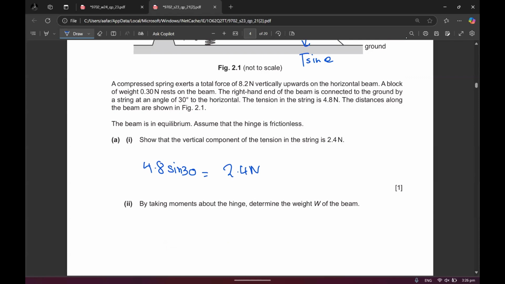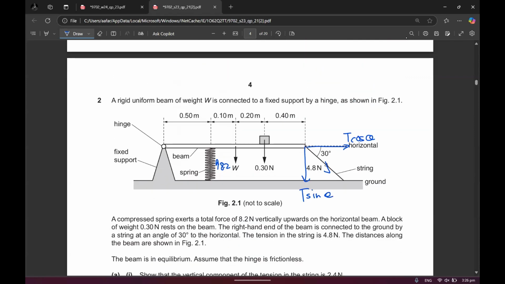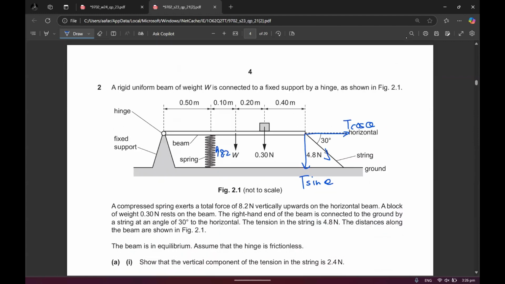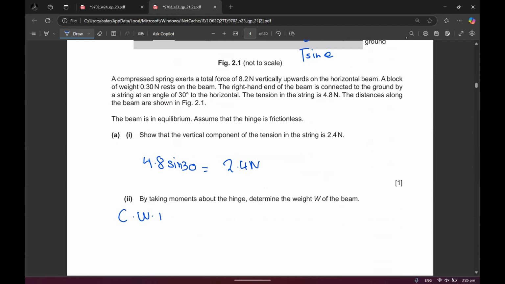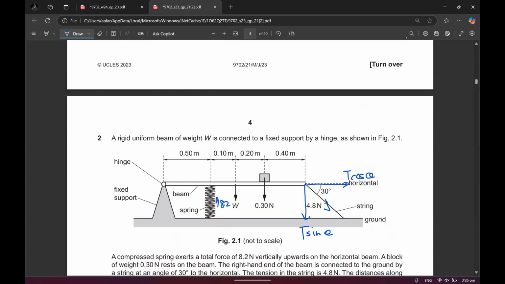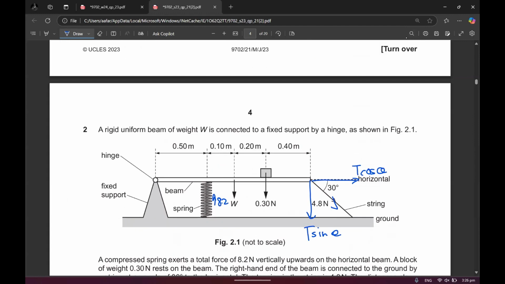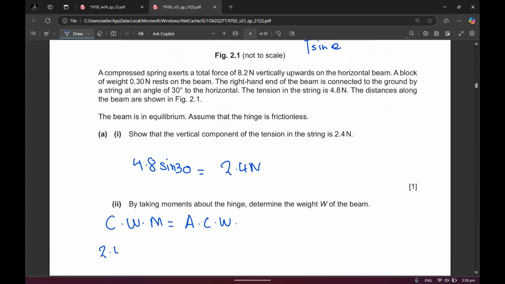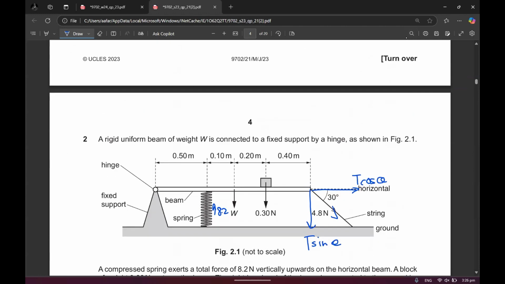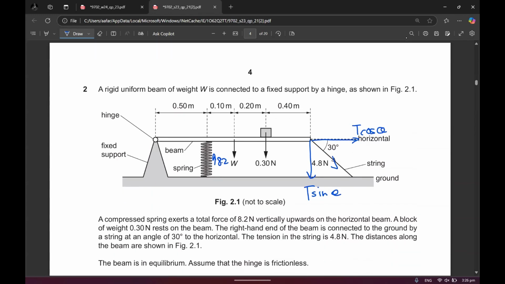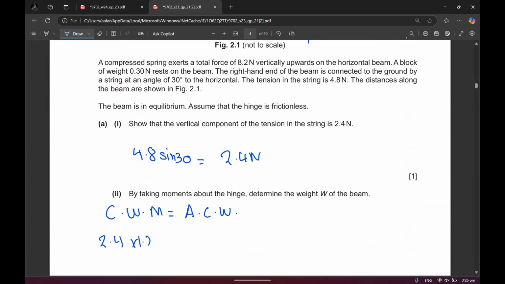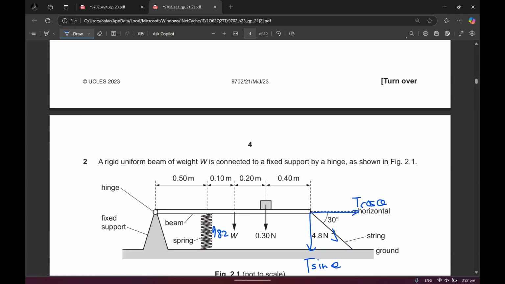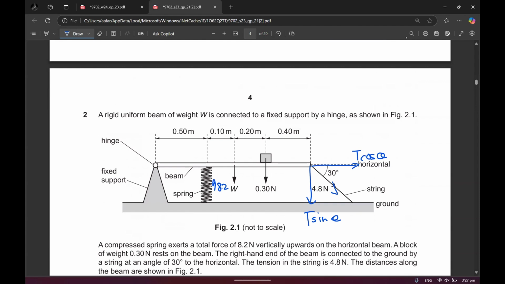By taking moments about the hinge, determine the weight W of the beam. Okay, so know that clockwise moments equal anti-clockwise moments. So the clockwise moments which we have are firstly the tension, 2.4 into 0.5 plus 0.1, 0.6, 0.8, 1.2. 1.2 plus the weight also is in the clockwise direction.